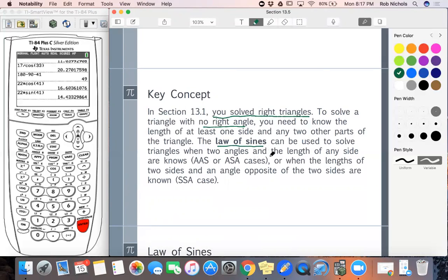Now, real easily, we can solve any triangle with the law of sines if I know the following pieces of information: 2 angles and the third side, or 2 angles and the included side.